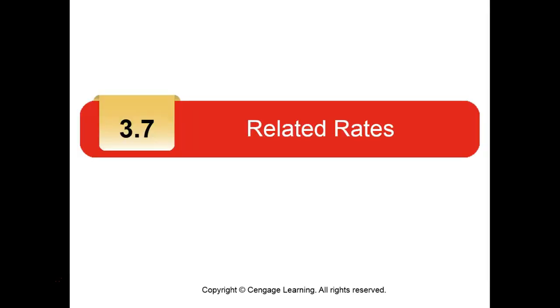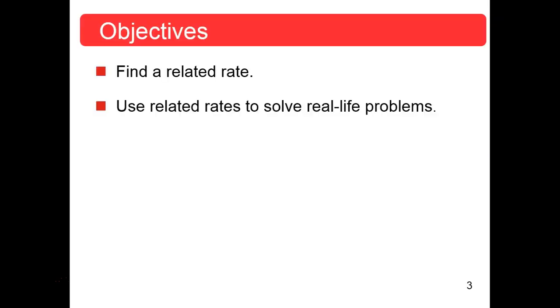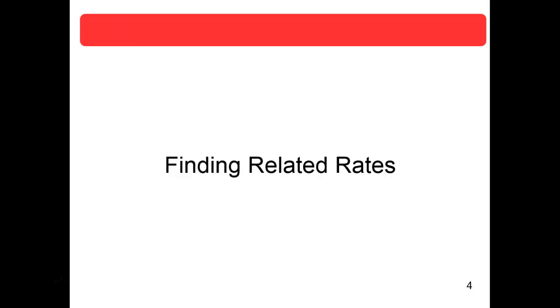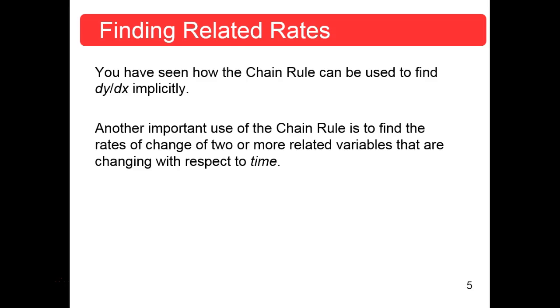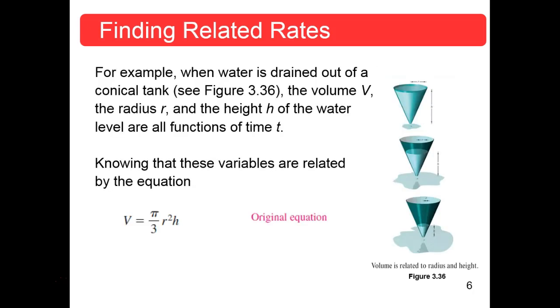Okay, 3.7 is related rates. Again, very much fun problems to work on. And the objectives here are to find related rates and use related rates to solve some real life problems. You've seen how the chain rule is used to find dy/dx implicitly. Another important use of the chain rule is to find the rates of change of two or more related variables that are changing with respect to time, which in most of your applications is going to be the case. Not always, but a lot of times it will be.